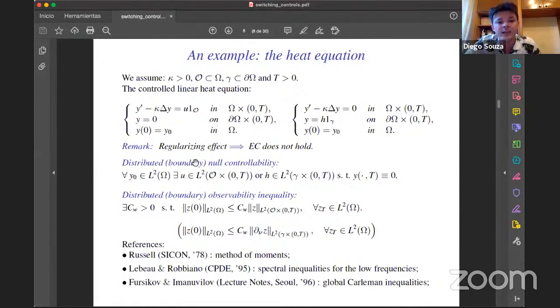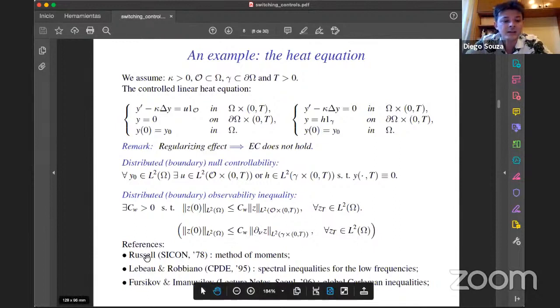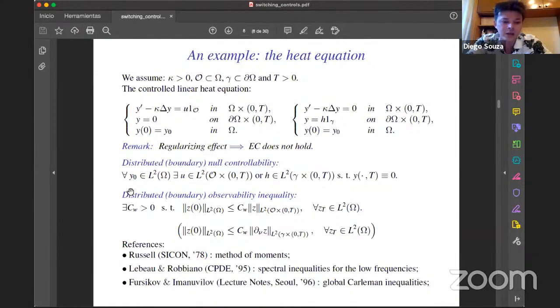Okay, so what we can prove in this case is the null controllability, which I wrote here, and the null controllability is equivalent to the observability inequality. This is the observability inequality obtained from the previous slide in the distributed case, and this is the observability inequality, or weak observability inequality, in the boundary case. And this is some reference. The result for the heat equation was first proved by Fattorini and Russell by using the moment method. It was proved just in the 1D case, and almost 20 years later, Lebeau and Robbiano extended it, and Fursikov and Imanuvilov proved the result in the general n-dimensional case.